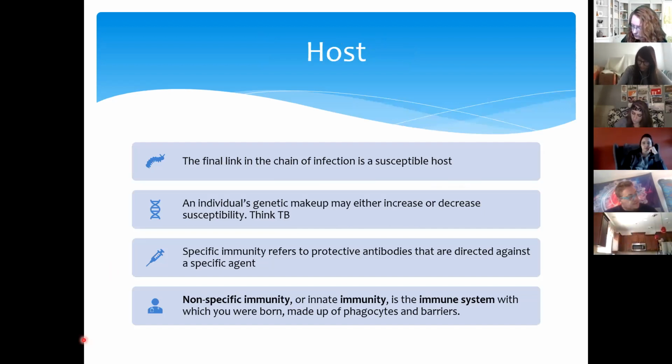So the host, the final link in the chain, is a susceptible host. Those at a higher risk of infection are patients on chemotherapy, where we've knocked out their immune system because we're treating an illness. Those who have a chronic disease that makes them more susceptible to infection, so cystic fibrosis, COPD, and diabetes, are more likely to get sick. And it varies by age as well. The very young and the very old are more susceptible.